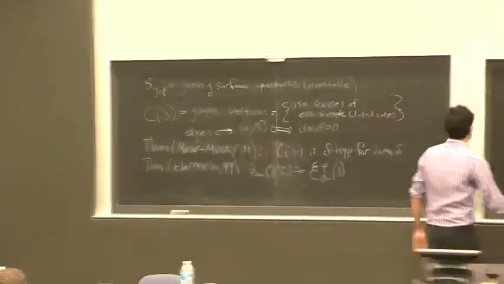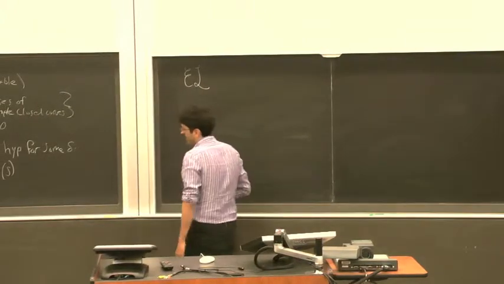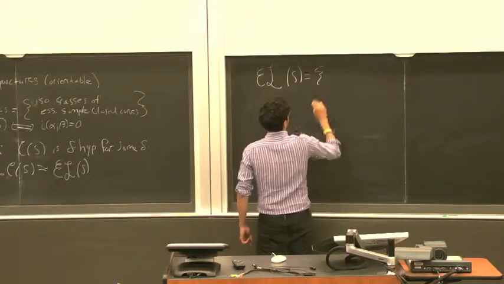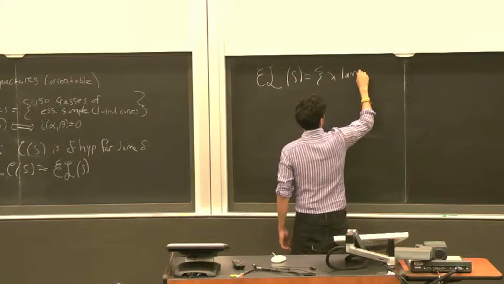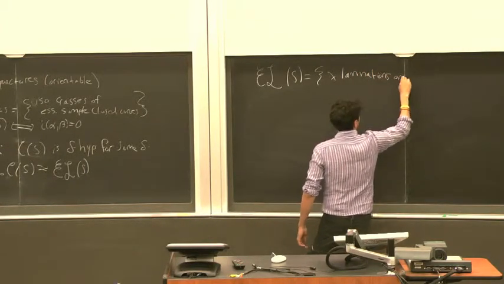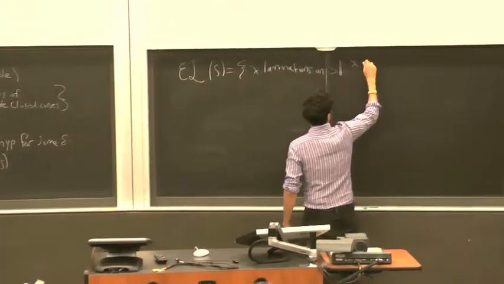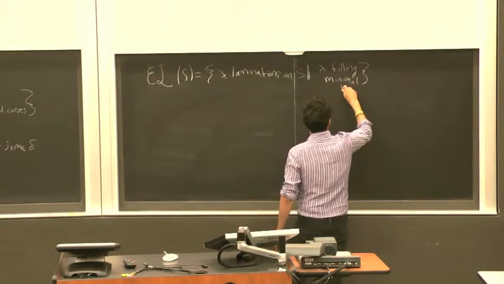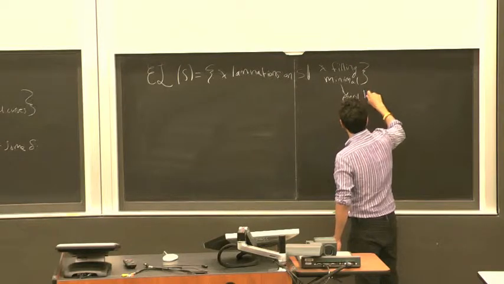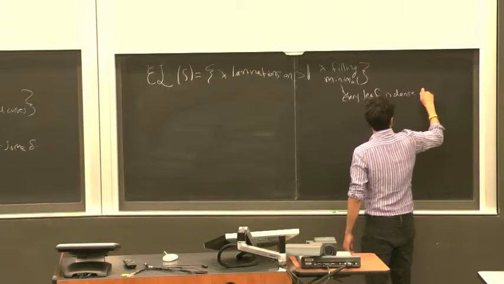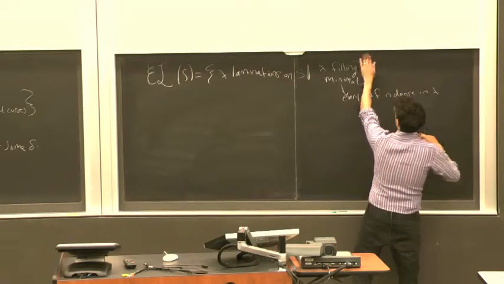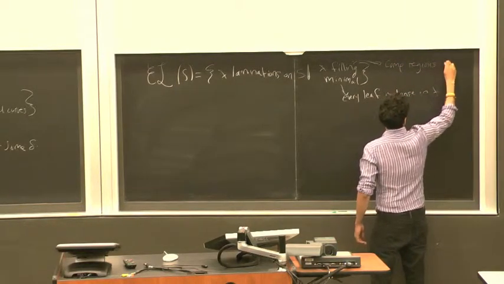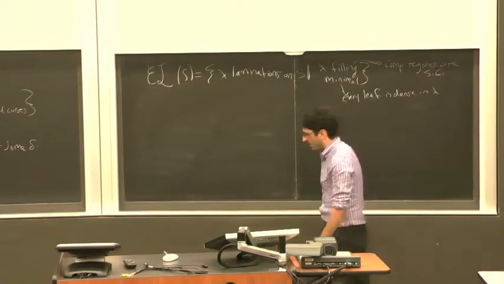So what is that? Wow, I've never drawn the script E right twice in a row. These are laminations on your surface that are both filling and minimal. So what do these words mean? Minimal just means every leaf is dense in lambda. And filling means that every complementary region is simply connected. Okay? So, great.